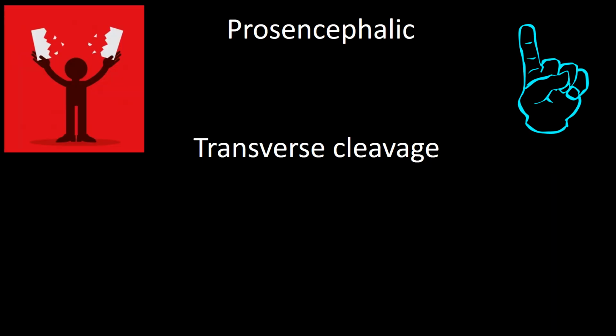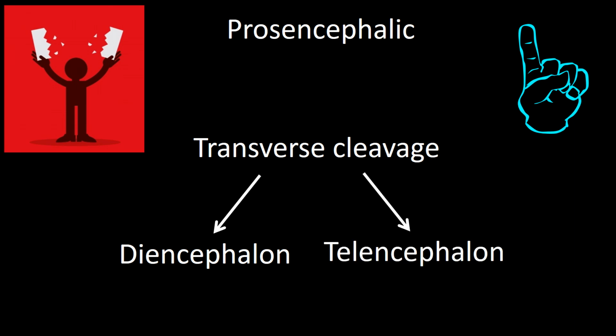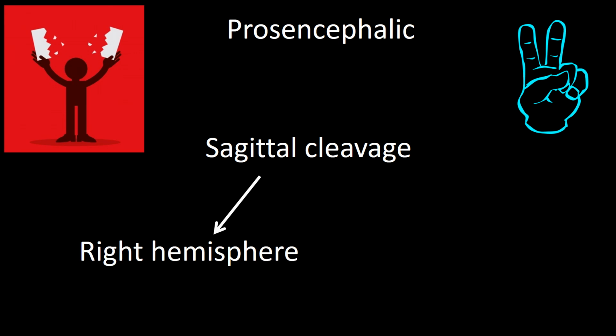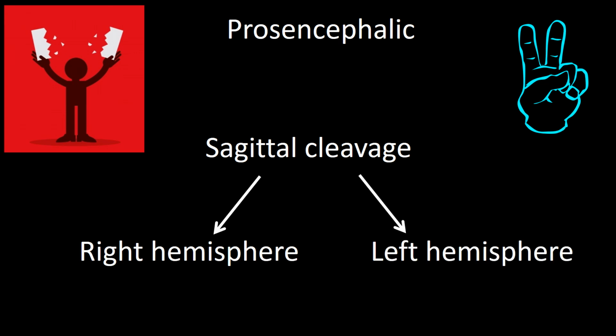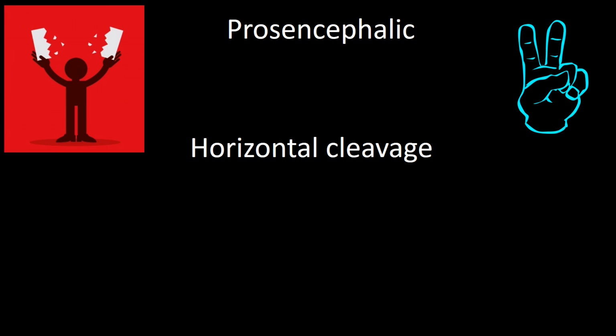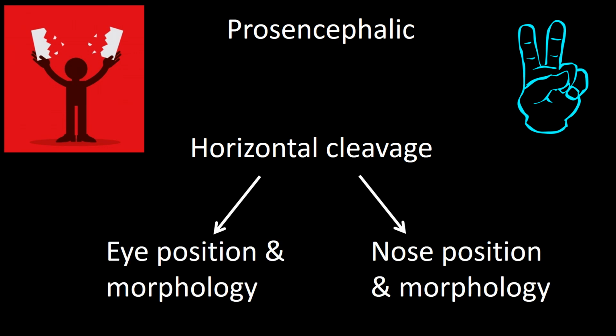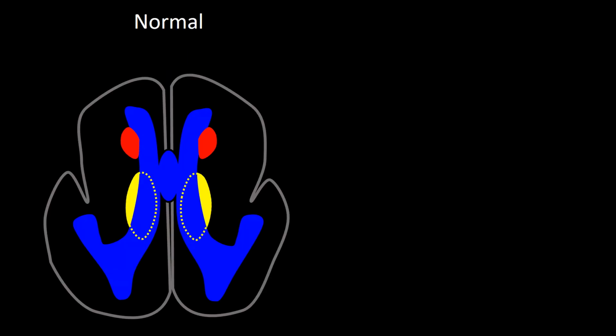Transverse cleavage produces the diencephalon and the telencephalon. Sagittal cleavage produces the right hemisphere and left hemisphere. Horizontal cleavage yields eye and nose position and morphologies. These cleavages are strongly influenced by the sonic hedgehog gene pathway. This pathway shapes the telencephalic structures to produce a normal cerebrum.